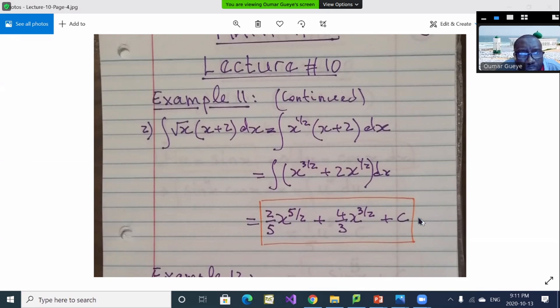Any question? Is there any question regarding this example? No, sir. So I'll let you write down the solution first, and you can let me know when you're done.